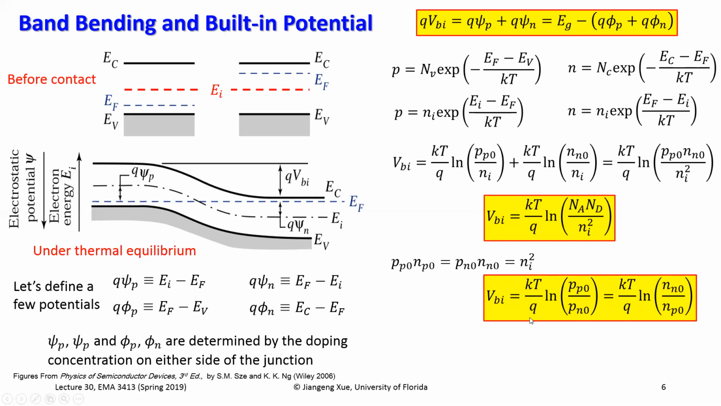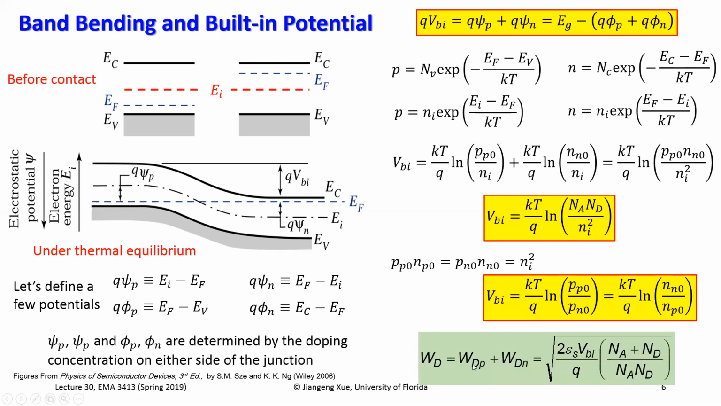And for the depletion region width, you will have depletion on both sides of the p-n junction, and overall, it's also related to the doping concentration, but also related to the built-in potential that we obtained just previously.